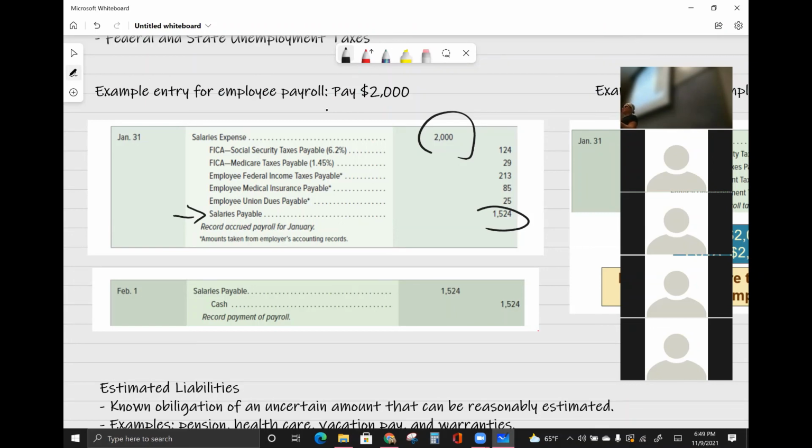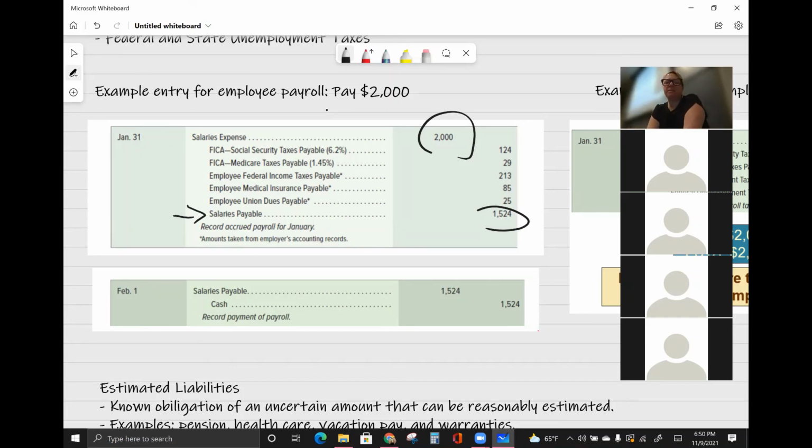Now I have to calculate and keep track of the taxes. So I usually have separate accounts for this so that it doesn't all get mushed together. So I have FICA, Social Security. They're saying that's 6.2%. They've calculated it out and it's $124. I have Medicare taxes, 1.45%. Just multiply it by the 2,000, come up with $29. Now notice they're credits because they're payables. I'm going to have to pay that out later. It's a liability. Liabilities carry a normal credit balance.